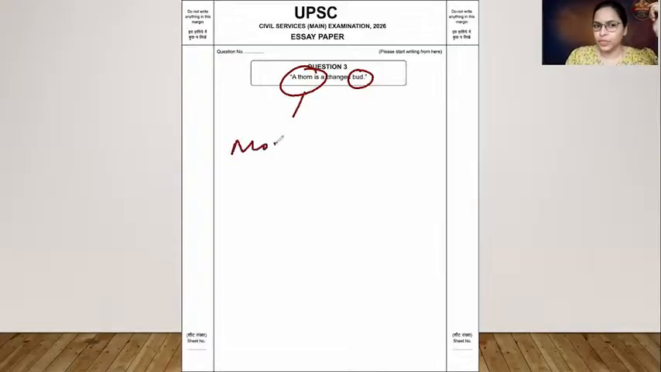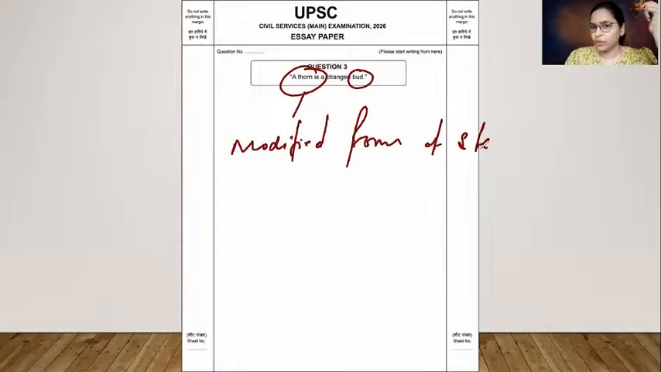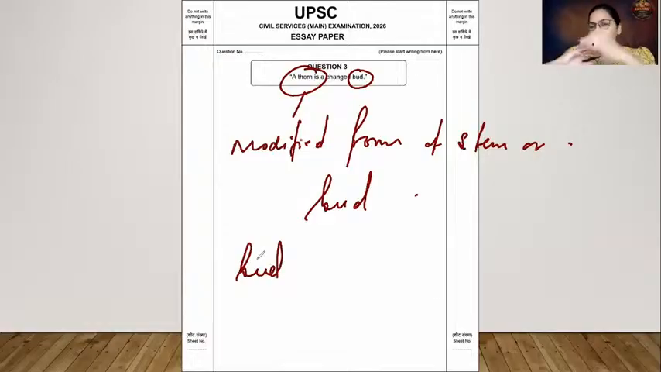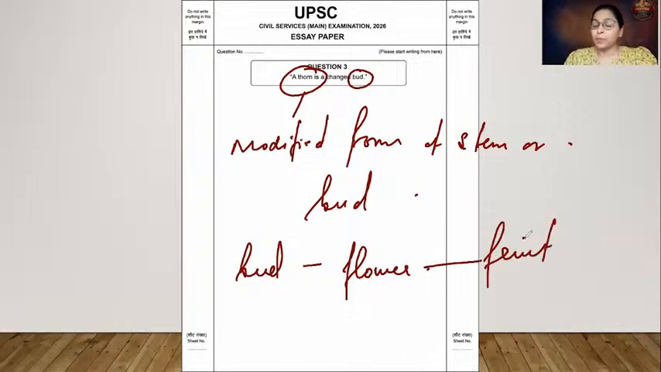A thorn is a modified form of stem or a bud. Actually it was a bud, and this bud was supposed to get converted into a beautiful, blooming flower, and probably that flower would get converted into a fruit. But because of the environmental circumstances, because of the temperature, environment, water factor, this bud got converted into a thorn, a defense mechanism.